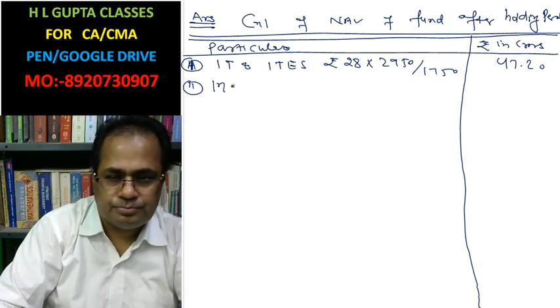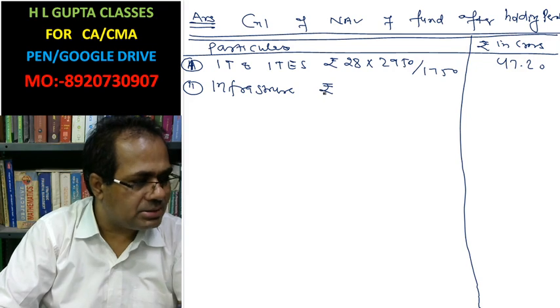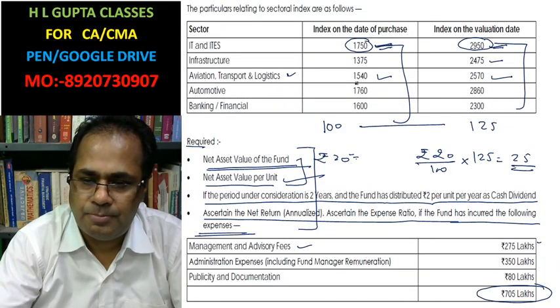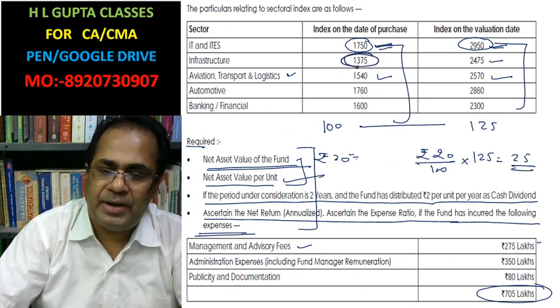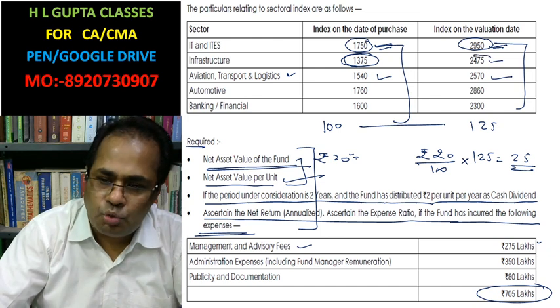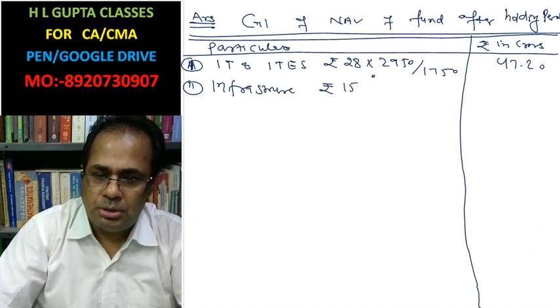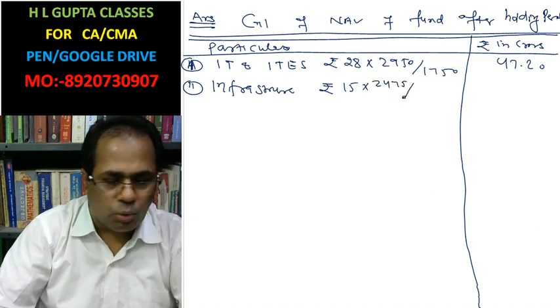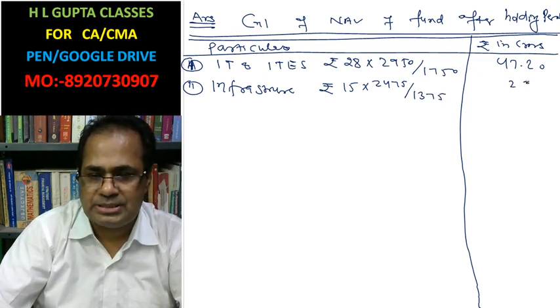In the second company, what is the company? Infrastructure. At the time of investment it was 15 crore. Look at what the index of infrastructure was. At the time of investment it was 1375, now it becomes 2475. The 2475 divided by 1375. This is 27.